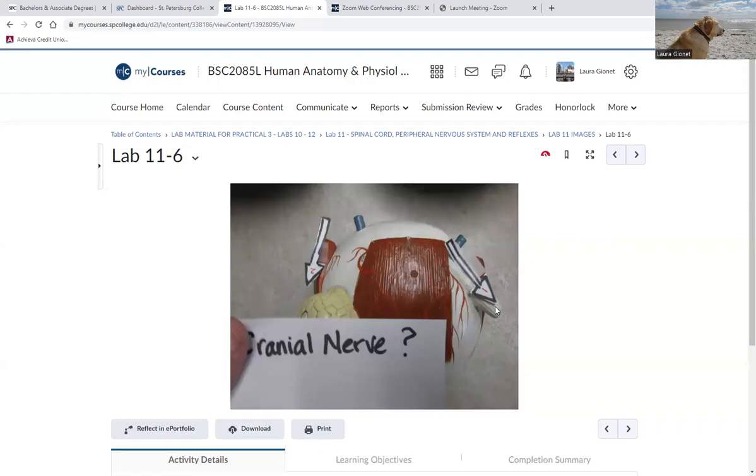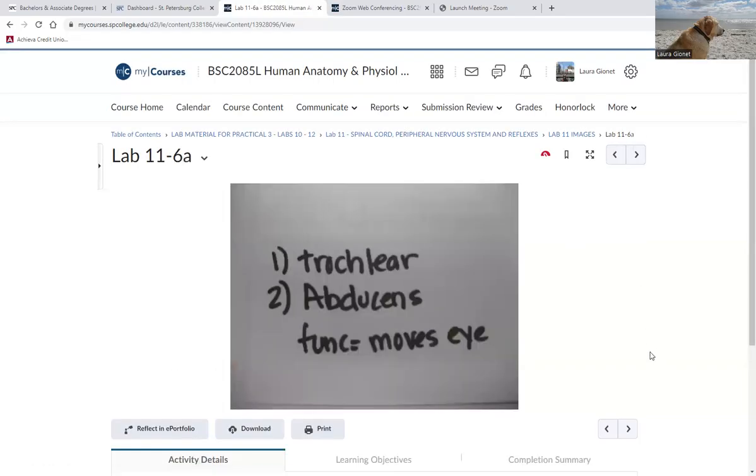So what cranial nerve would be associated with the superior oblique muscle? That would be the trochlear nerve, cranial nerve 4. And 2 is sitting on top of what's called the lateral rectus muscle. This is the muscle out toward the ear side of your eye. And that cranial nerve would be cranial nerve 6, abducens. I think we get a little bit ahead of ourselves doing it this way, but it's okay. It'll all come together. Trochlear and abducens.